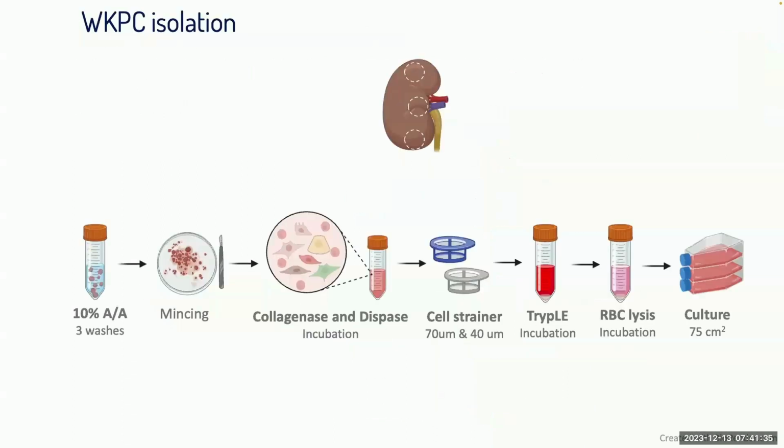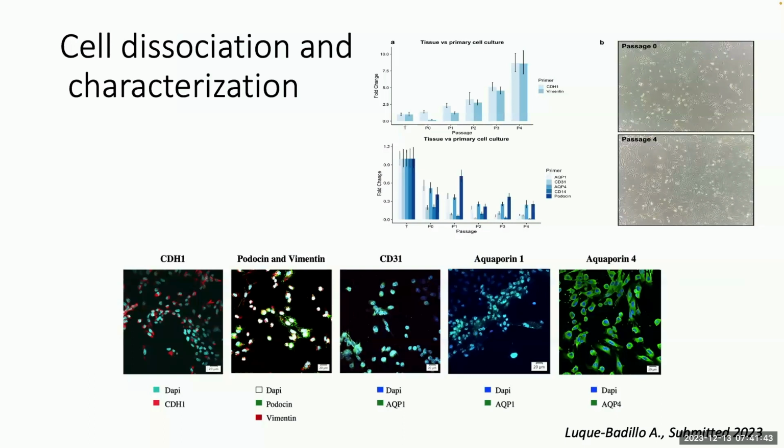So again, we got the kidney, we would dissociate the kidney, and then we would just get the cells from the kidney as the first stage, and culture those cells. We also looked at what kind of cells we were looking at. Also, we wanted to know what kind of passage was ideal to use these cells. So as you can see, it actually looks pretty small, sorry about that. But we went all the way to passage 4.